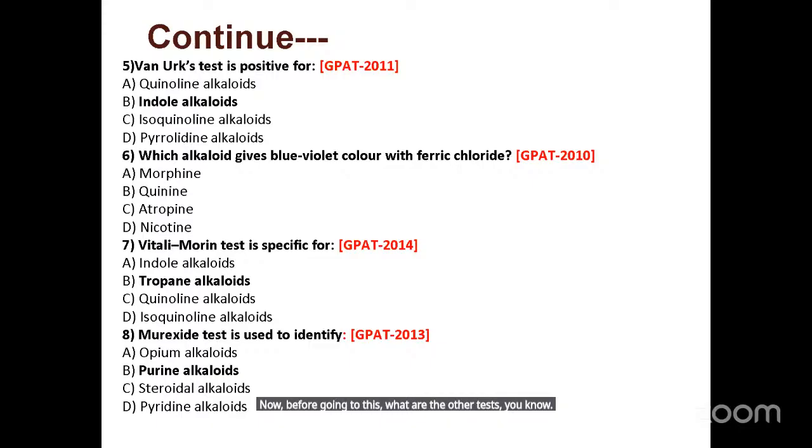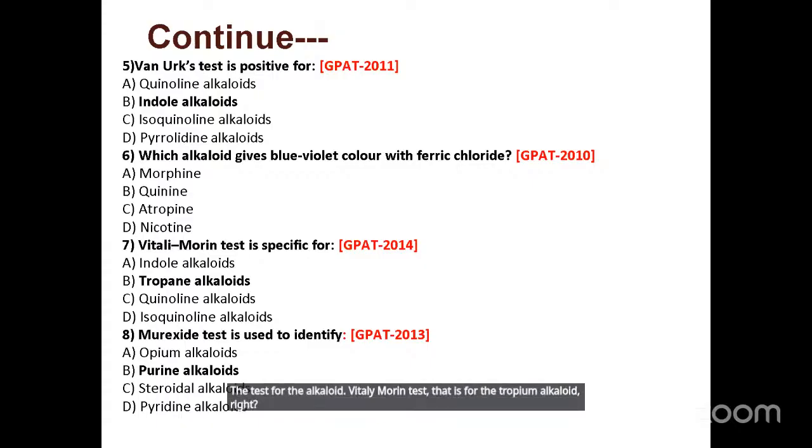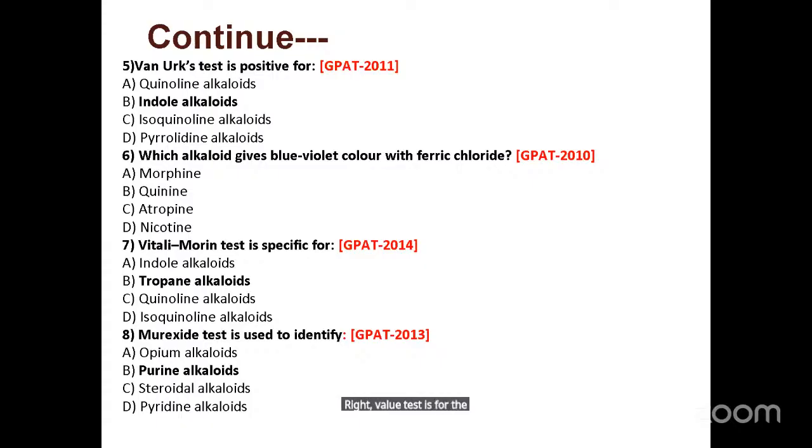For the alkaloid, as I told you, the Vitali-Morin test is for the tropane alkaloid, right? The Van Urk test is for the indole alkaloid. So in the indole alkaloid, you have to remember the ergot, right? The murexide test is for the purine alkaloid, right?